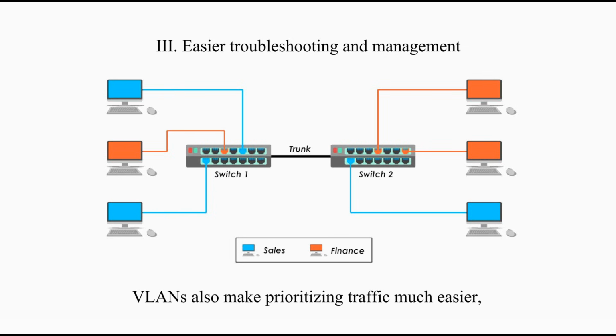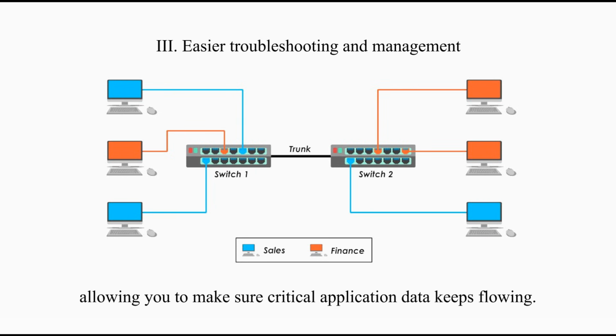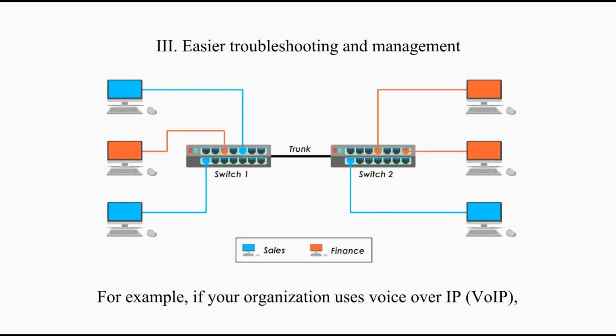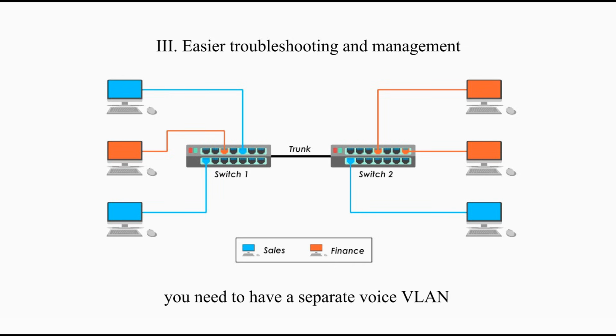VLANs also make prioritizing traffic much easier, allowing you to make sure critical application data keeps flowing. For example, if your organization uses voice over IP or VoIP, you need to have a separate voice VLAN and ensure the VoIP quality while keeping a certain bandwidth for other applications.